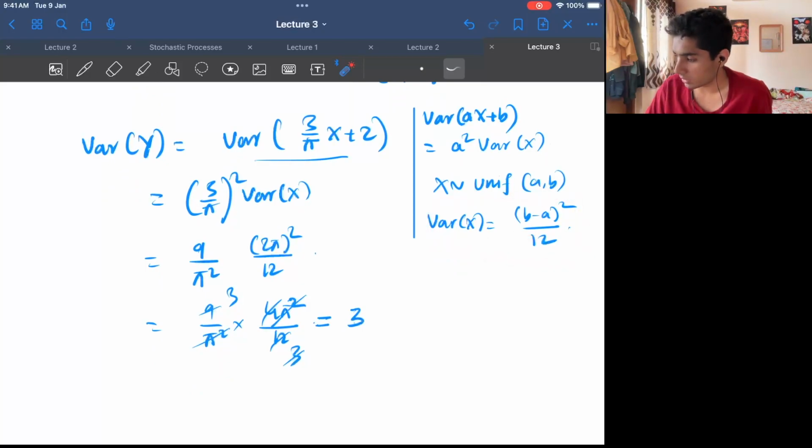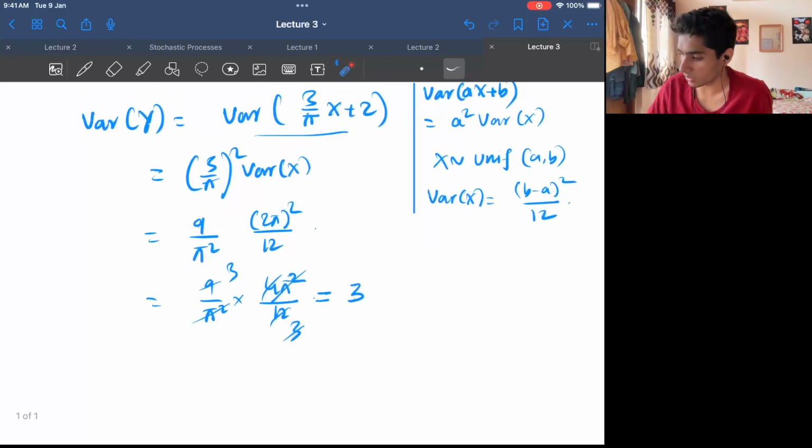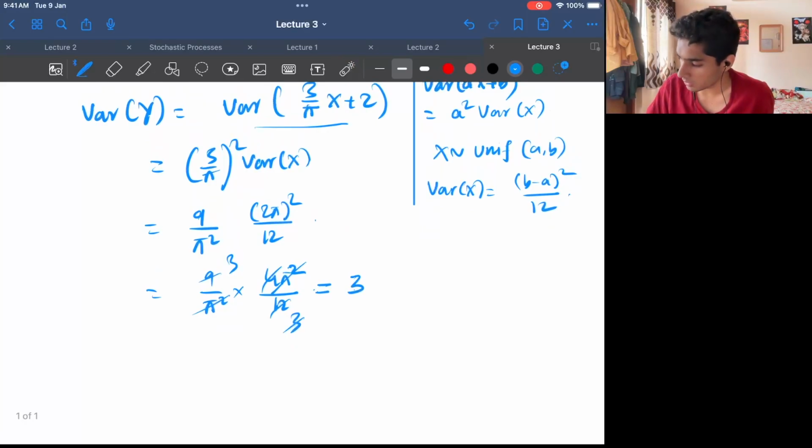You just apply this here, do some calculation, and get your answer, right? So this is the variance. This is sigma square. You were asked about sigma, so sigma will just be root 3.